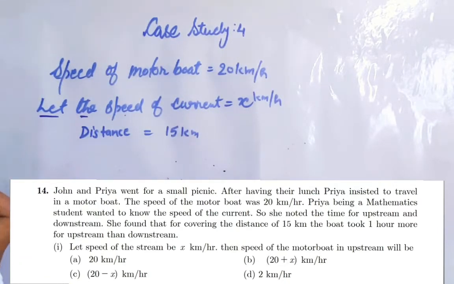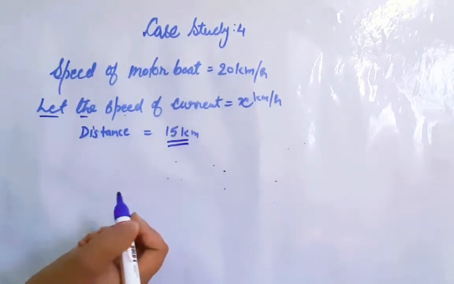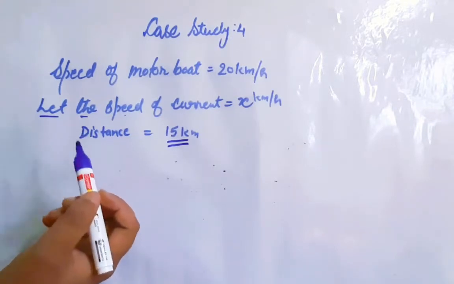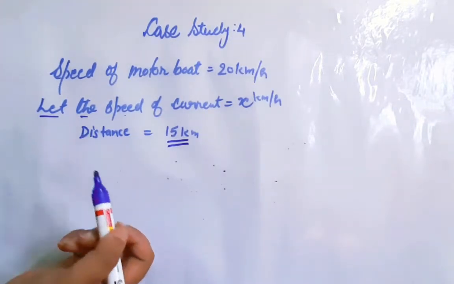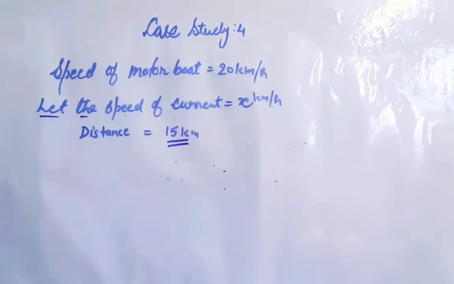Then she noted the time of upstream and downstream. She found that for covering a distance of 15 km, the boat took 1 hour more for upstream than downstream. What she noted down is that to cover a distance of 15 km, the motorboat took 1 hour more for upstream than downstream.